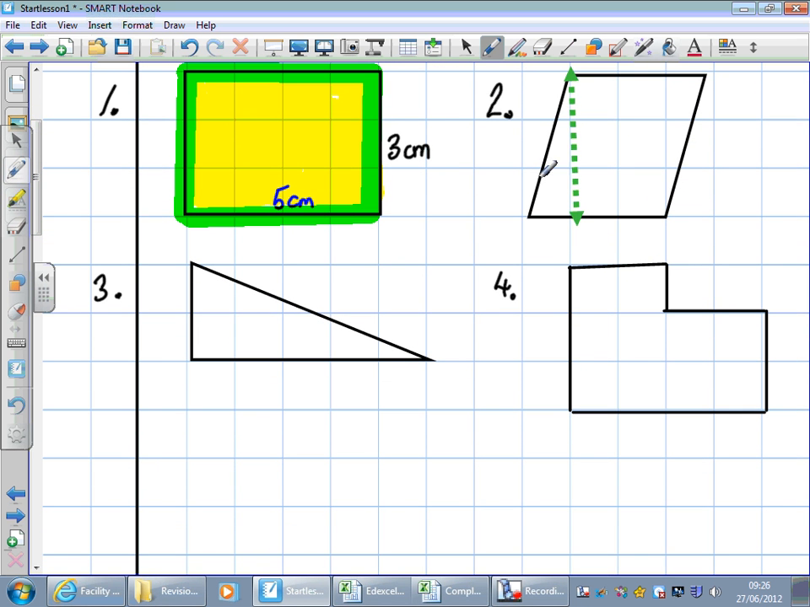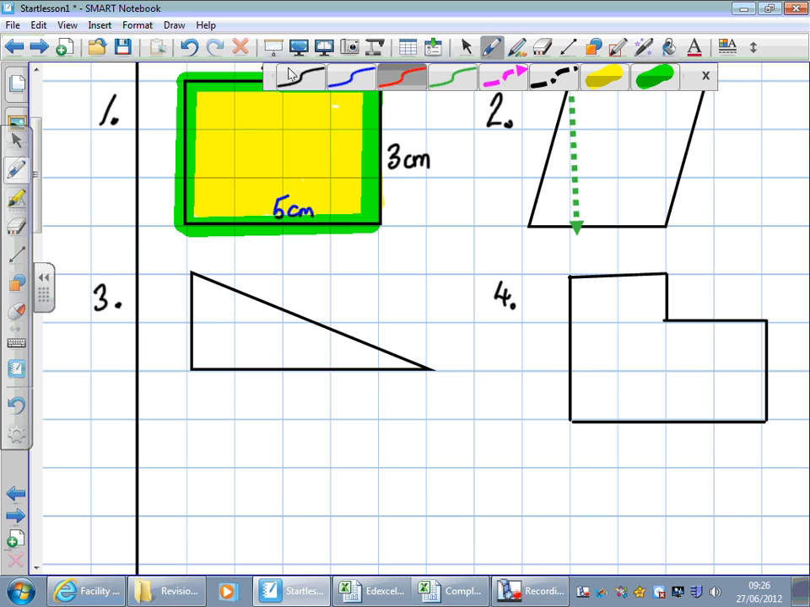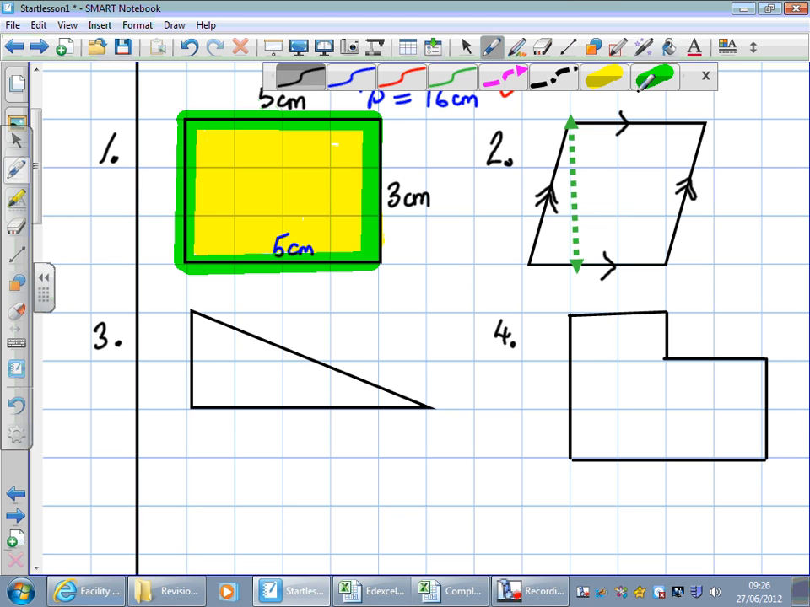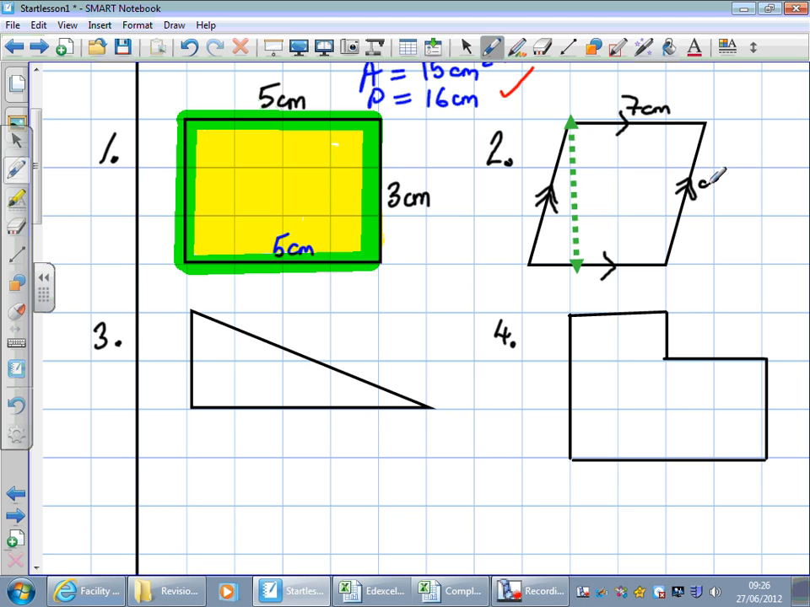Now, could you copy down this shape here? Oops, Stacey. Make it a bit clearer. Opposite sides are parallel, so it's a parallelogram. Let's put the measurements on. That length there is 7. Again, it's not to scale. That length there is 9. And the height is 6 centimeters.